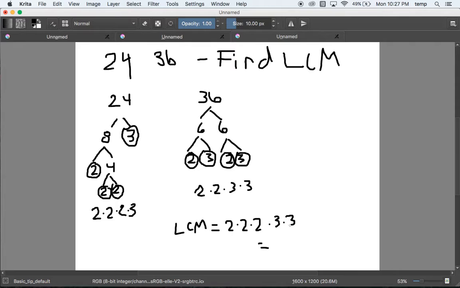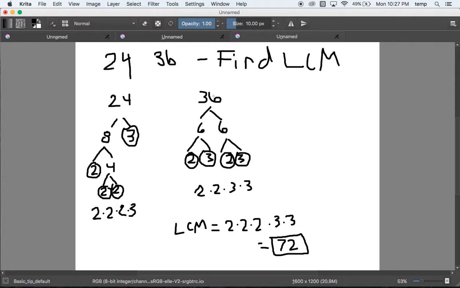So now we can solve. 3 times 3 is 9. 9 times 2 is 18. 18 times 2 is 36. 36 times 2 is 72. So our least common multiple for 24 and 36 is 72.